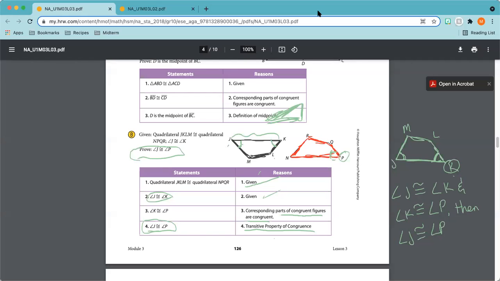Your homework is, online, I don't know what the in-person is. So online, it is page 128 and 129. Problems 2 through 7 and problem 14. That is the homework.